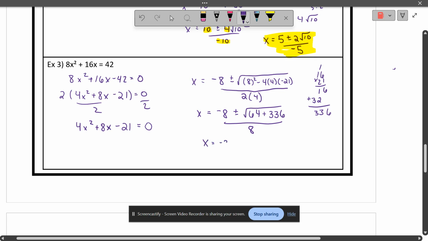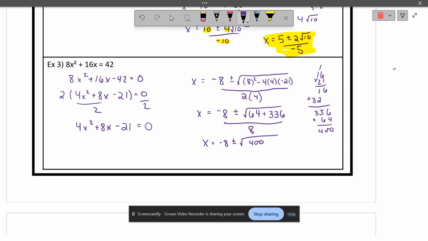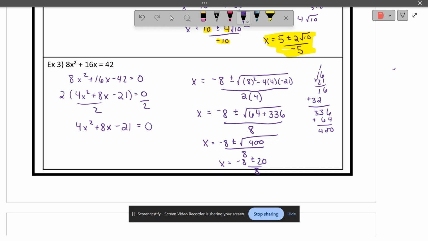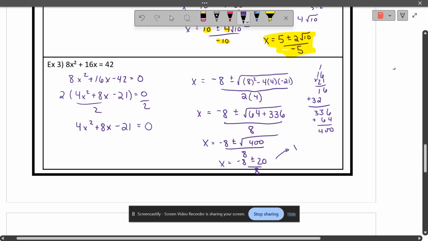x is equal to negative 8 plus or minus the square root of, so I'm going to add 64 to this. And wow, look at that. Square root of 400. Perfect. So x is equal to negative 8 plus or minus 20 over 8. When doing this, you want to solve negative 8 plus 20 and negative 8 minus 20 first before you divide. That's also another common misconception. A lot of people like to say, oh, 8 divided by 8, but do not do that.